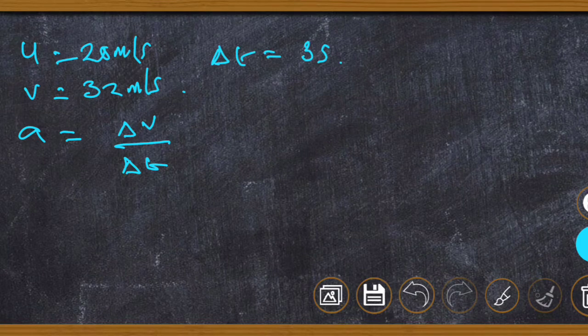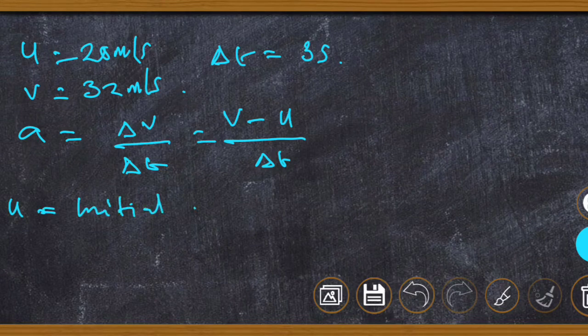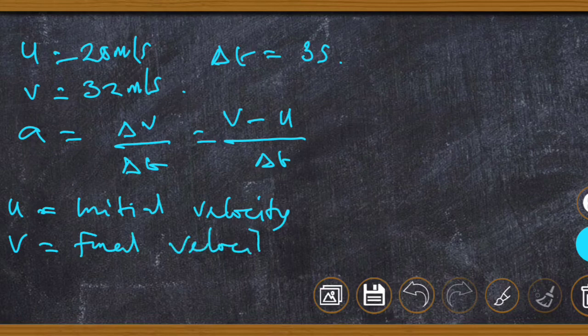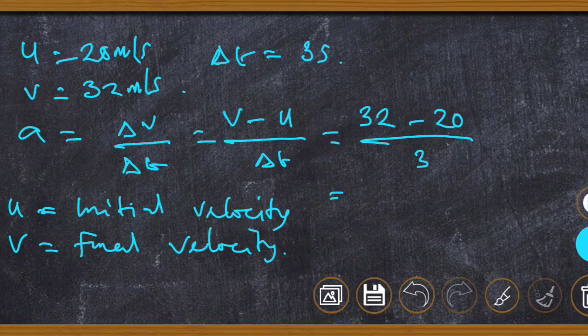So from here, I can easily calculate by saying my change in velocity simply means my final velocity minus my initial velocity, all over change in time. You know, earlier on I said my u is simply indicating initial velocity and my v indicates final velocity. All together, so from here I can easily say it is 32 minus 20 all over the change in time, which is 3, which will give rise to 12 over 3, and I'll be having 4.